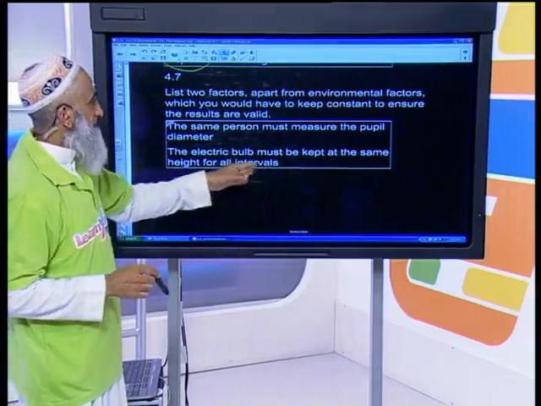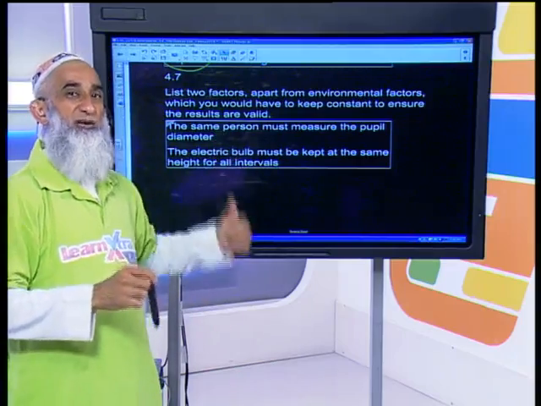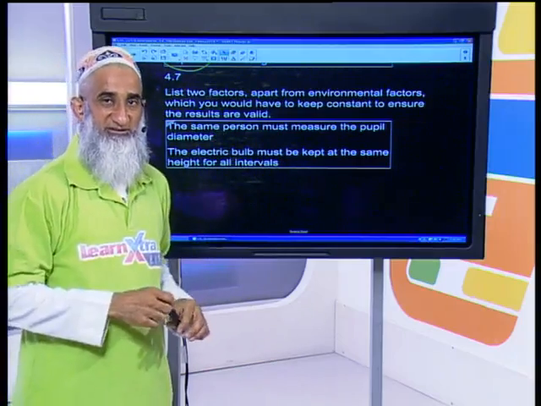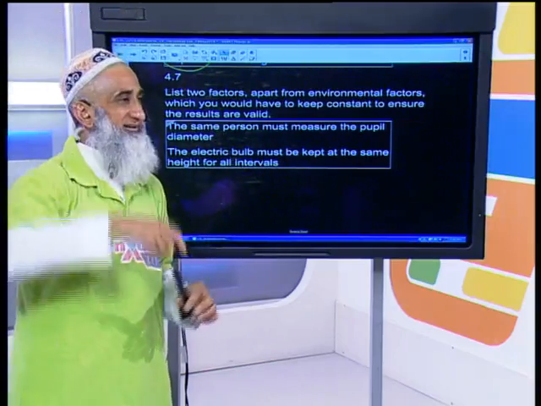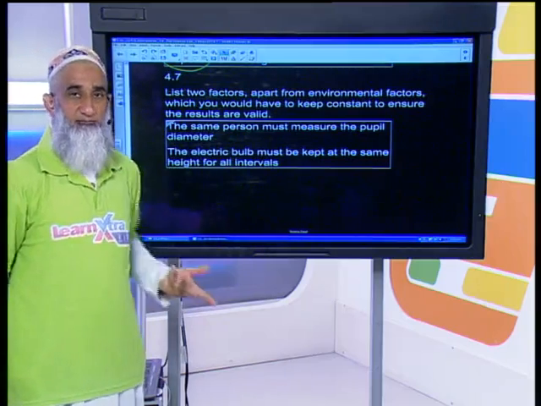Okay? The electric bulb must be kept at the same height for all intervals. You can't say same distance because this experiment was testing different distances. But if we have one lower, one higher, it can affect brightness. Okay? We can also say, but they said it already, they're using the same bulb. If they did not say that, then you must use the same bulb.